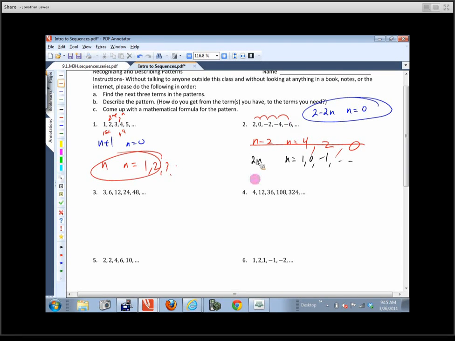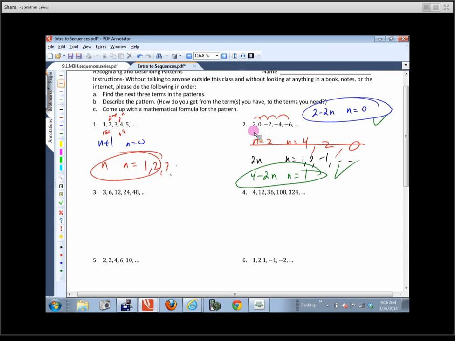4 minus 2n. So let's try this. 4 minus 2n, and we're going to start with n equals 1. If I start with n equals 1, I get 4 minus 2, that's a 2. So the first one works. If I plug in a 2, 4 minus 4, I get 0. Plug in a 3, 4 minus 6, I get -2. So does this one work? Okay, so I like both of these.